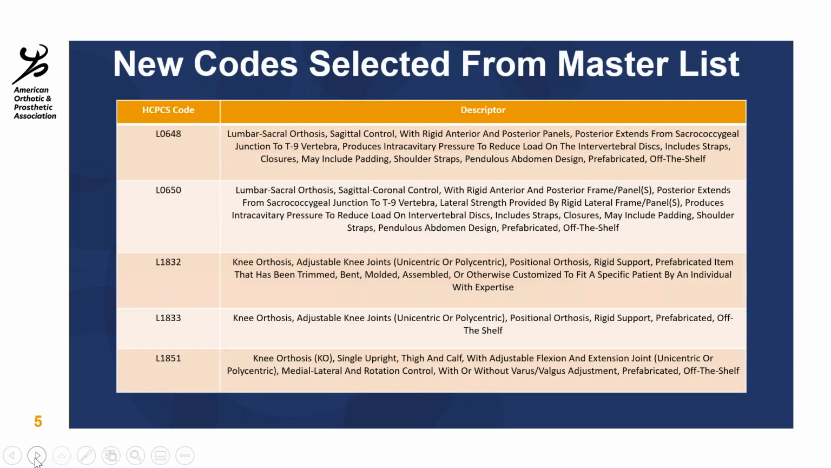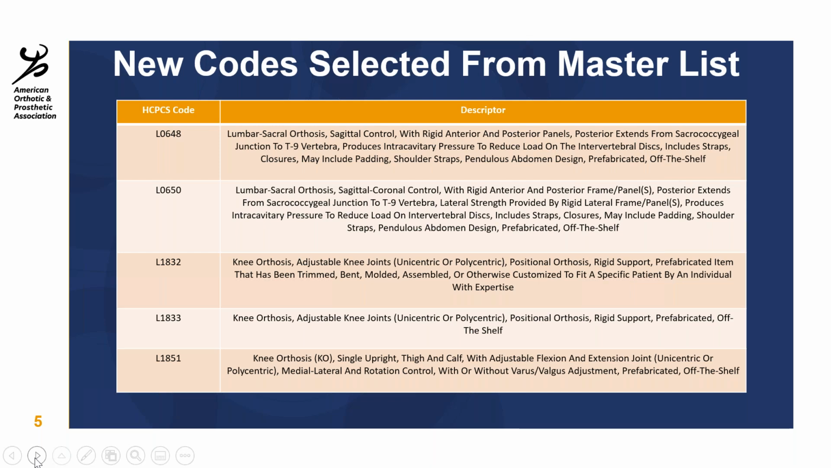Okay, so what are the 5 codes that are being included in this latest expansion? So 2 of them are spinal codes. One is L0648, which is an off-the-shelf LSO, and L0650, which is another LSO that has additional control involved. That is also an off-the-shelf, or OTS, spinal orthosis.